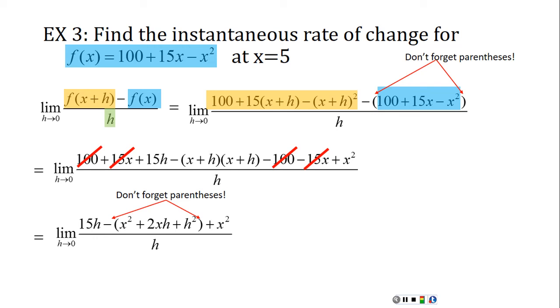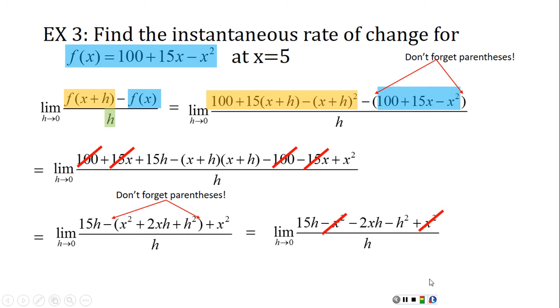What do you think my next step's going to be? Can't cancel anything right now. Distribute that negative sign, yep. So I'm going to distribute that negative sign right here. So it'll be minus x squared minus 2xh minus h squared. Distribute my negative sign. Once I've distributed my negative sign, what do you think I want to do now? Cancel stuff. So I have a negative x squared and I have a positive x squared.